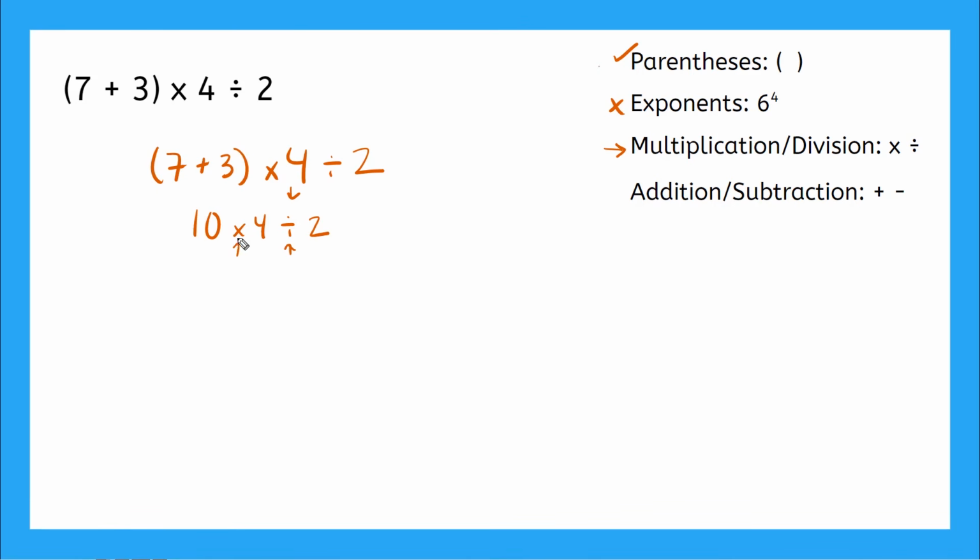When we have both operations from the same level, we just work from left to right. So we start with whatever operation comes first, and we then go to the next one. So working left to right, I have 10 times 4. This comes first, and then my division will come second. So 10 times 4, that gives me 40. I bring the rest of the problem down, divided by 2. Now I can do my division, and I get 20. And that's the answer.